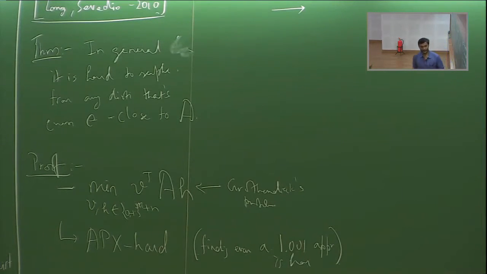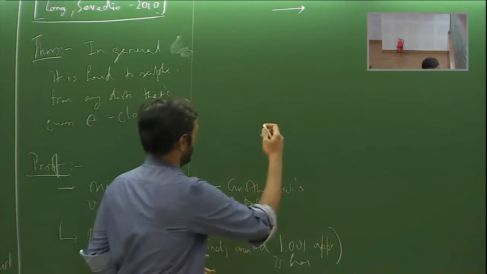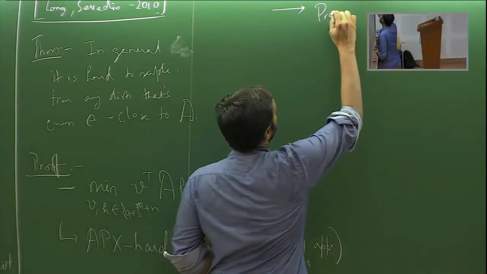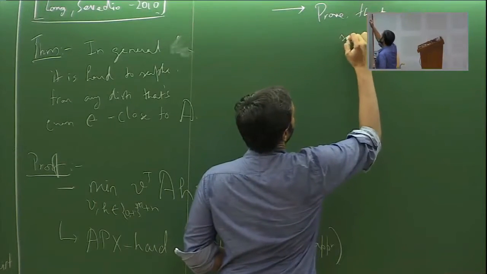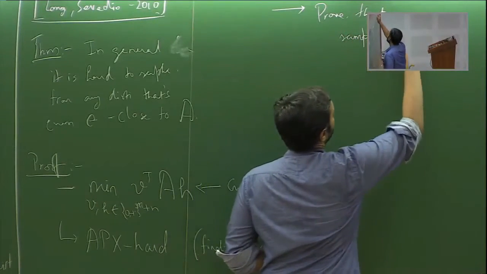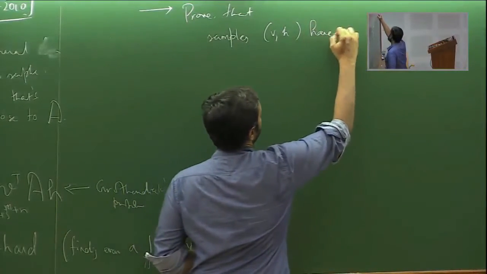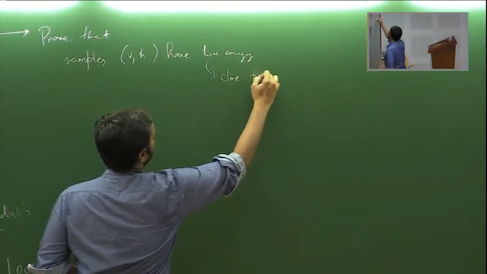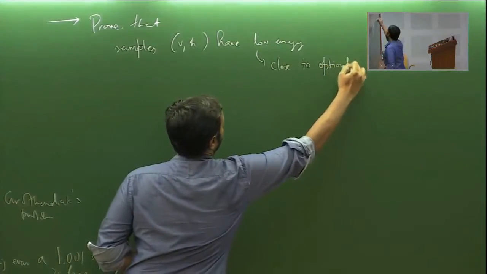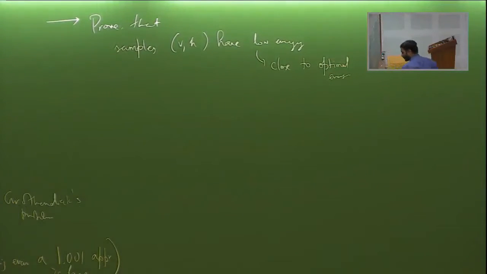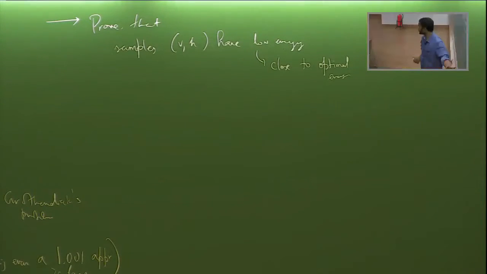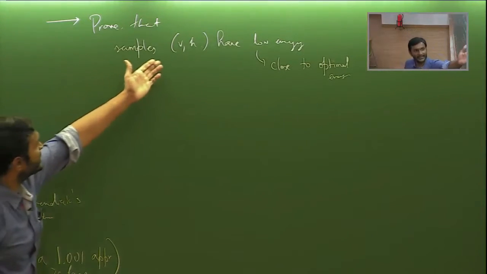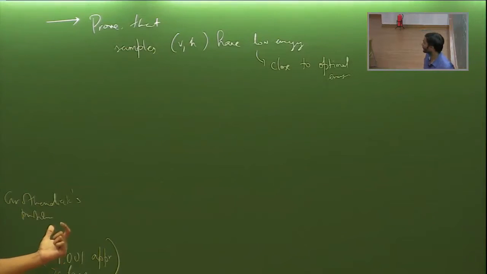So all we have to do is prove that samples have low energy, and in fact close to optimal energy. By optimal energy, I'm talking about the minimum value here. Given a particular A, there is some particular minimum value, and what we are claiming is that these samples have energy very close to that minimum value.